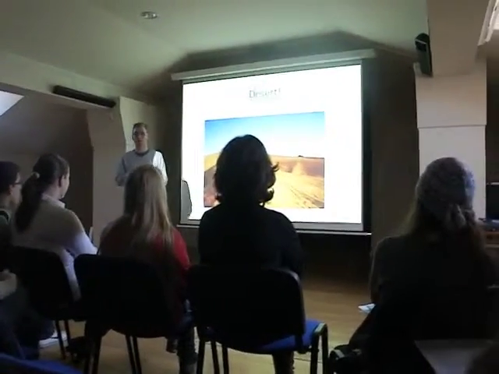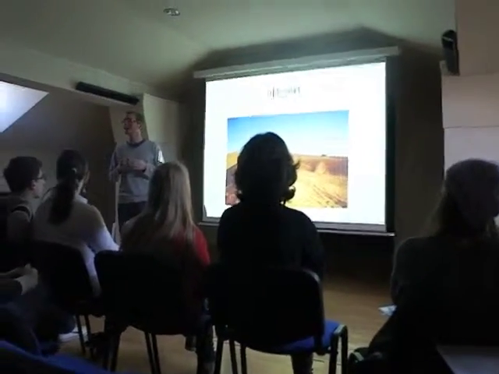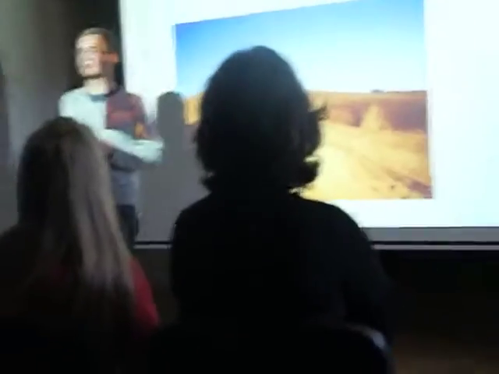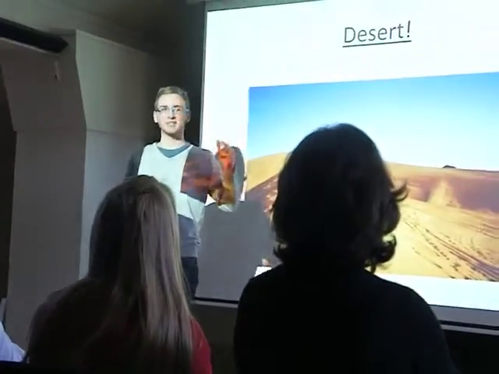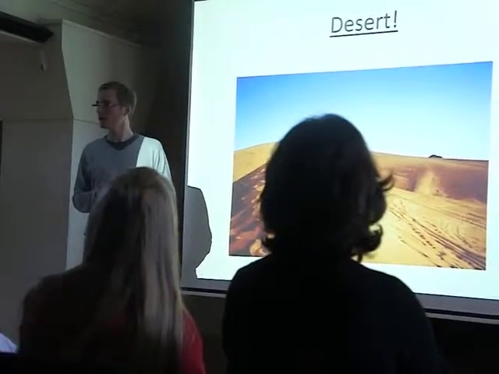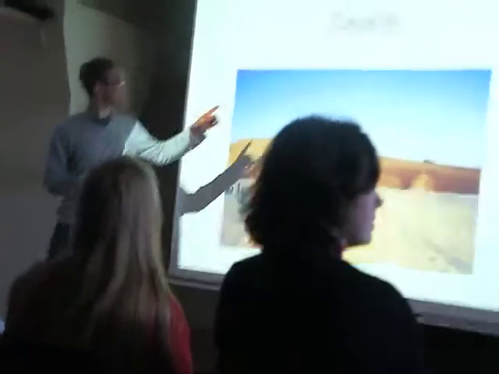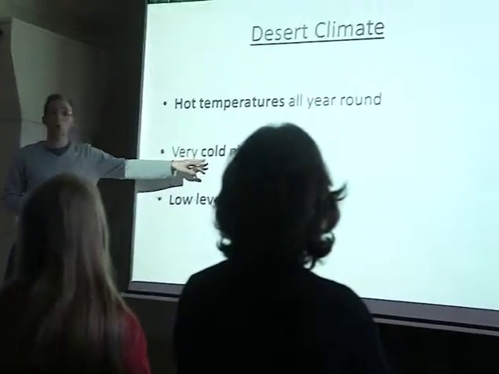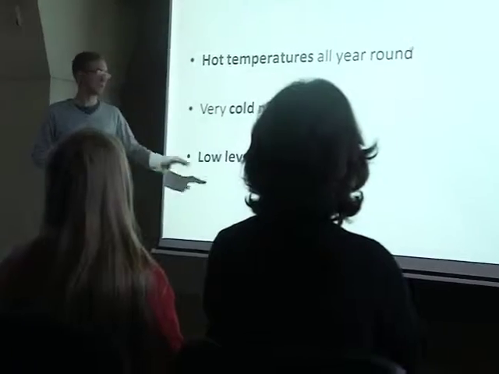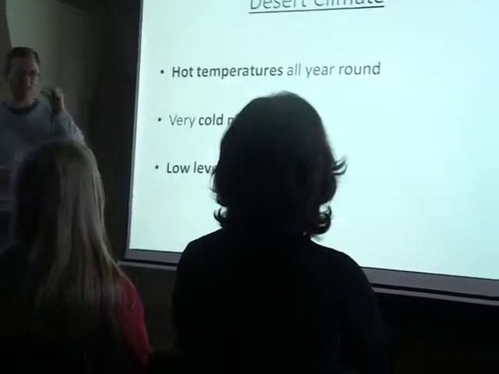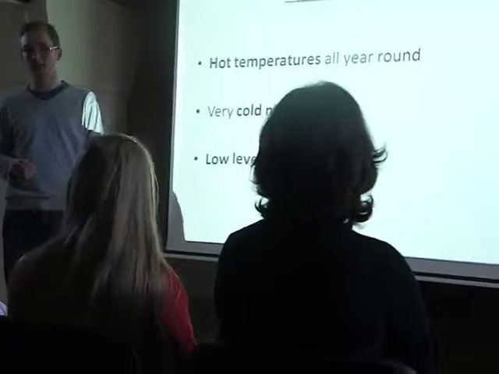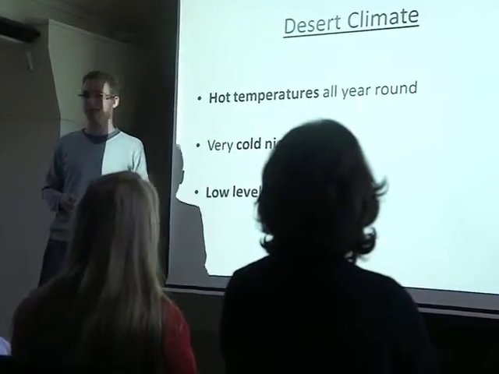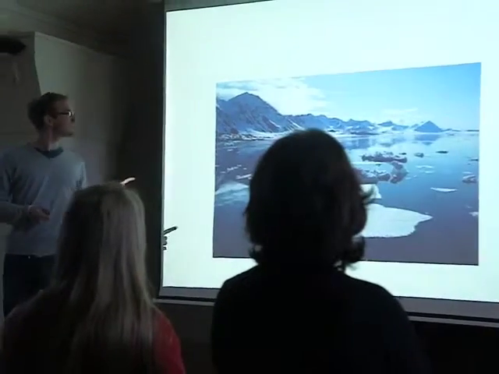And cold. The difference between day and night is very different. Hot days and cold nights. Desert climate: hot temperatures all year round, however cold at night. Low levels of rainfall, precipitation. They have millimeters per year, which makes it very difficult to harvest crops for food and farming. So that's why they have difficulty making food. Next one.